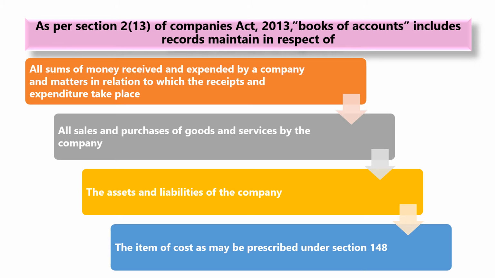The items of cost are also included in the books of accounts, which are prescribed under Section 148 of the Companies Act 2013. So while maintaining the books of accounts, the company should consider all these matters: the expenses, the receipts, as well as the assets and liabilities, and items of cost, as given under the Companies Act 2013. As we have already discussed, cost audit is concerned with the thorough examination of books of accounts, so it is necessary to understand this.